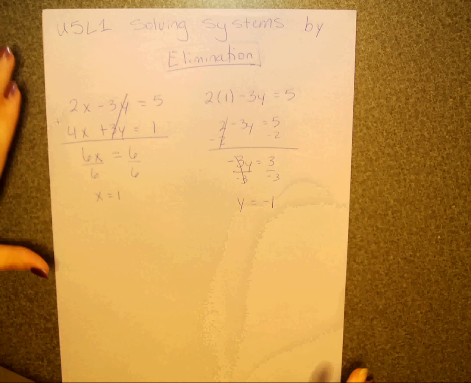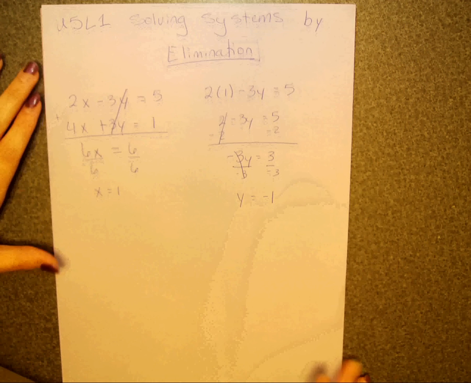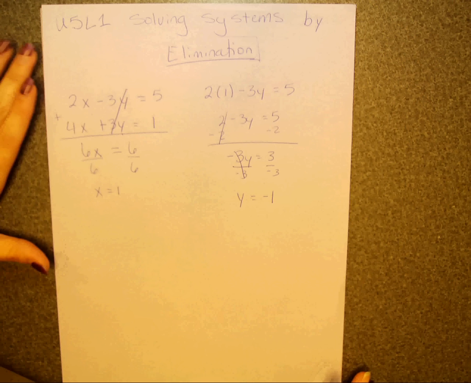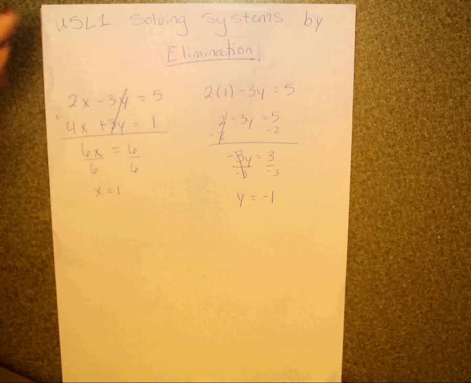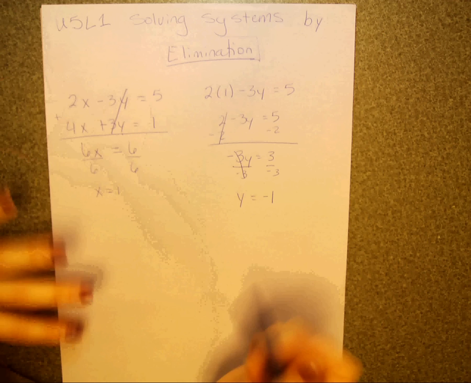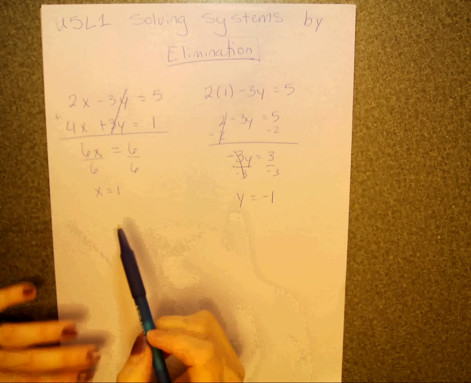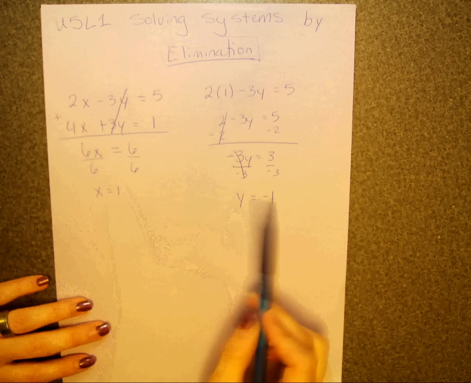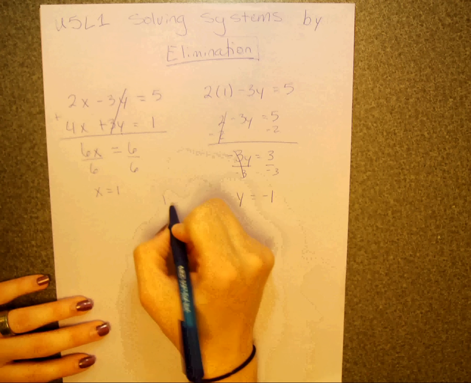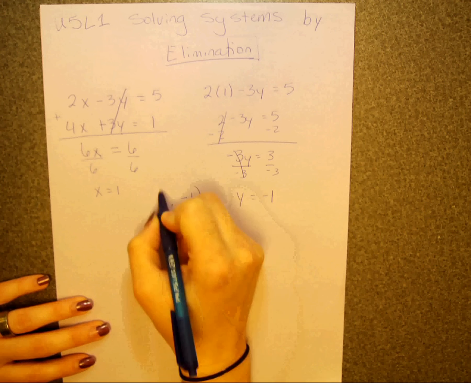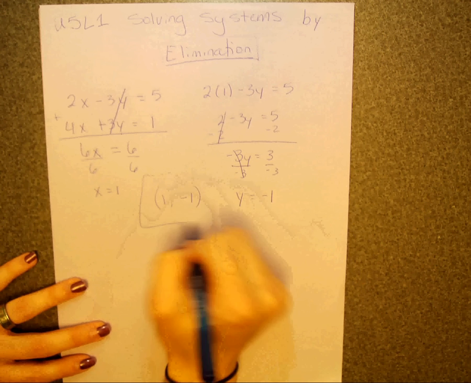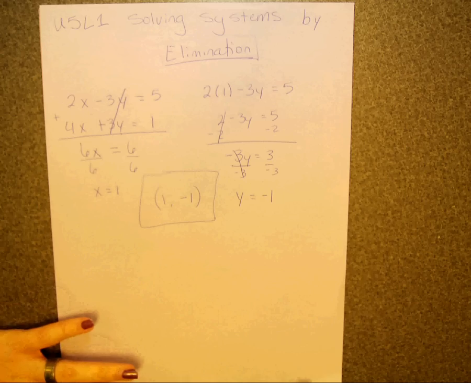So my solution is x equals 1, y equals negative 1. And the solution is where these two lines cross each other on a graph. So I could write the solution as (1, negative 1). So there is my answer either way, depending on what the question is asking for.